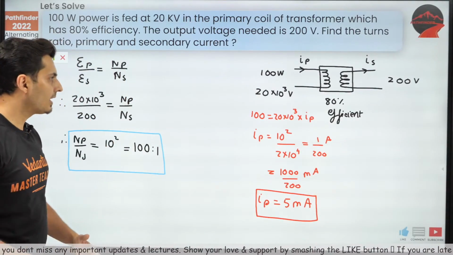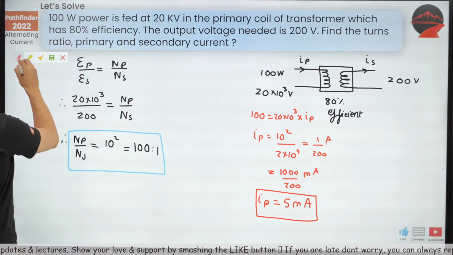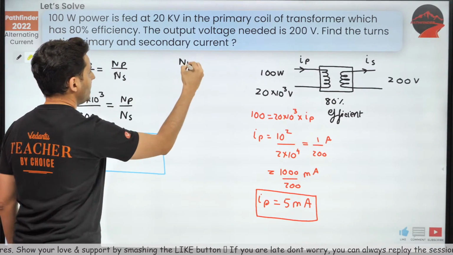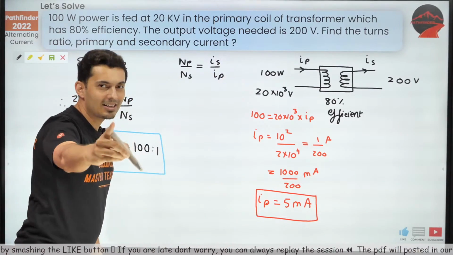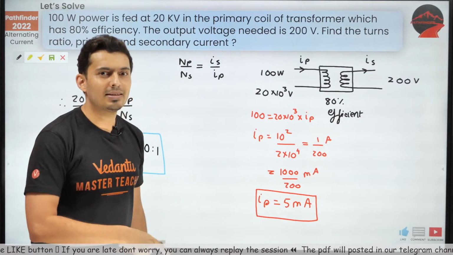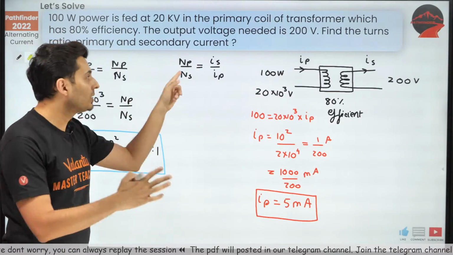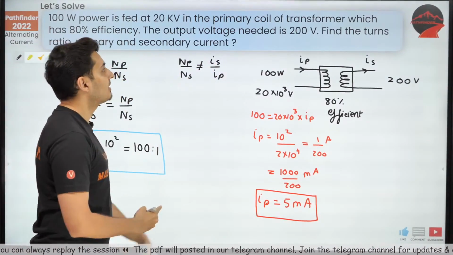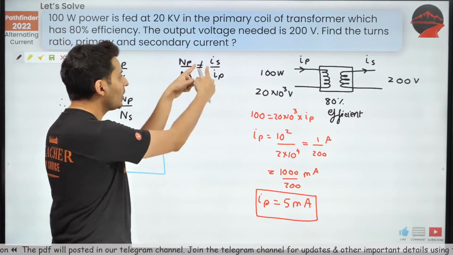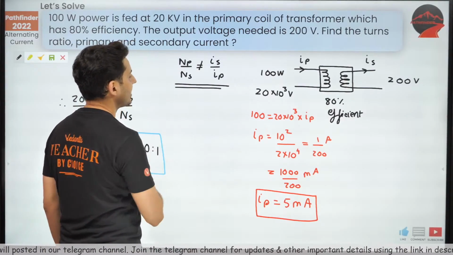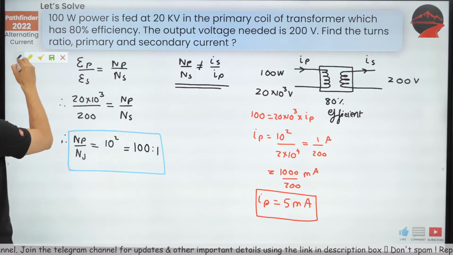Now many people will be thinking, sir, I know what to do now. IP I know, turns ratio I know, I can find out IS. So if you do this, NP by NS is equal to IS by IP, you will get a wrong answer and you will get negative marks. But since you are attending my class today, you know that there is a catch over here. This is only applicable when it is 100% efficient, but this is 80% efficient. So you definitely cannot use this formula. This is invalid, very, very important. So what's the other alternative? Well, use brains.